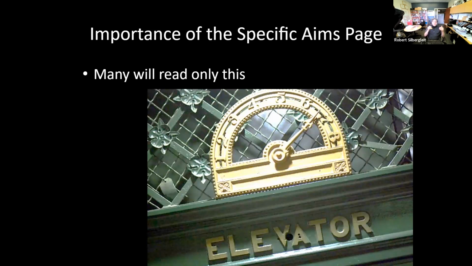So the specific aims page is your big chance to make an elevator pitch for the grant you're proposing. And there are at least three really good reasons why it's so important. The first is that a lot of people are going to read only your specific aims page. I know that's discouraging, but this is because of how the NIH review process works. Your grant is going to go to a review panel of maybe 20 people or more, all of whom will ultimately vote a score for your application.